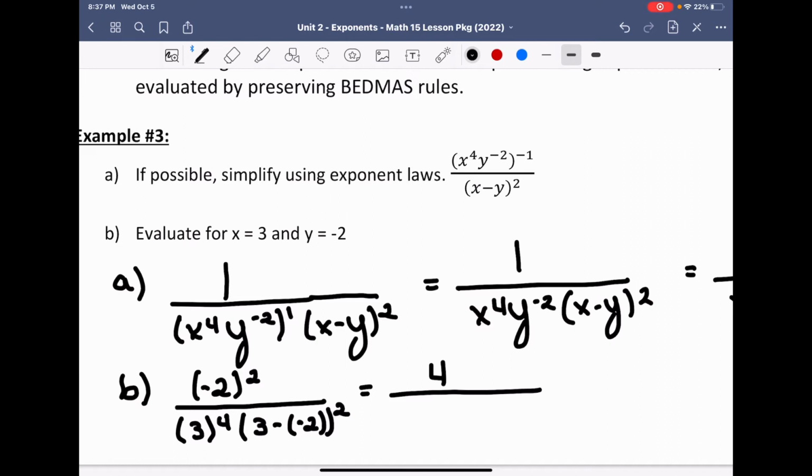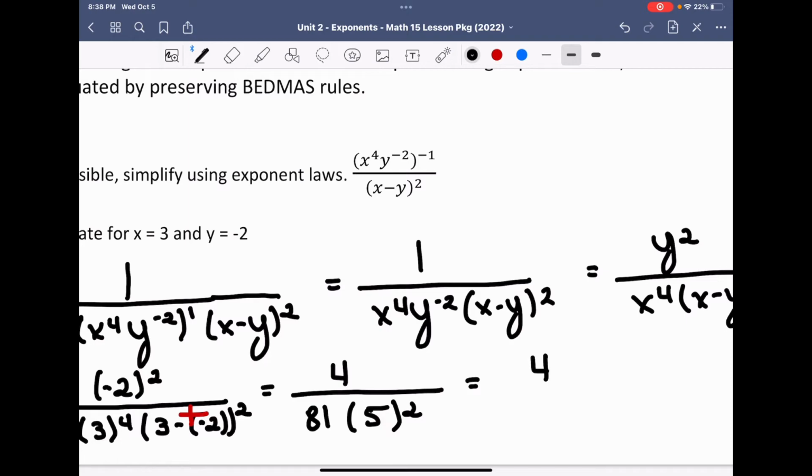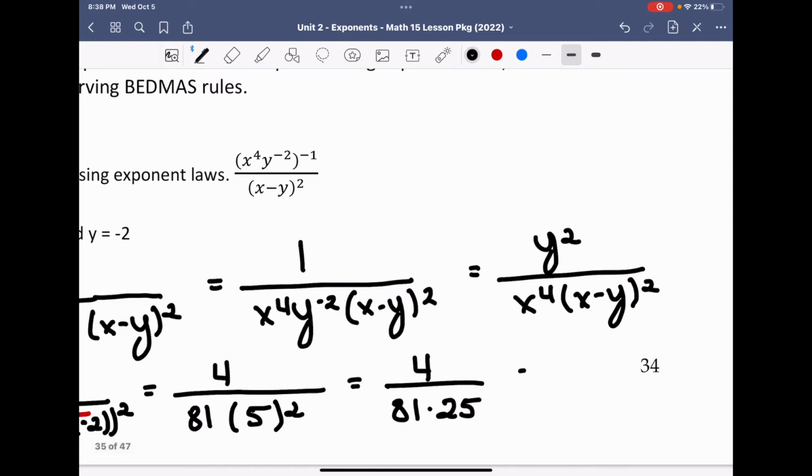All over, I have 3 to the 4th power, which is 81, and then my brackets on the interior here, I want to look at this and see what it combines to. Well, 3 minus minus, that's like adding the 2 to it. So we know a minus minus actually becomes a plus. And so we have 3 plus 2 squared, which is 5 squared. And then this is equal to 4 over 81 times 25. And you should be left with a final solution of 4 over 2025. Now this won't reduce anymore, so we know this is our final solution here.